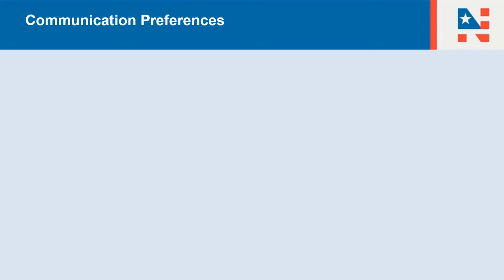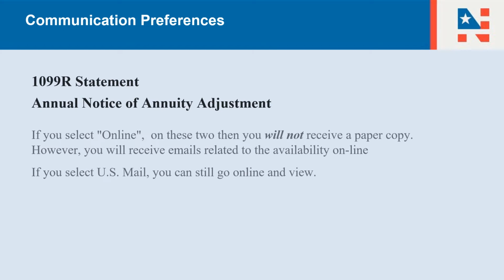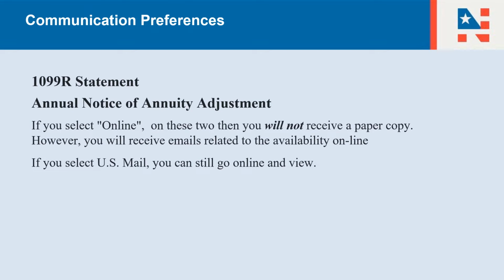Your communication preferences dictate how you will receive communications. Your selections are the 1099-R statement, the annual notice of annuity adjustment. If you select online on these two, then you will not receive a paper copy. However, you will receive emails related to the availability of your statement in Services Online. If you select U.S. Mail, you can still go online and view.